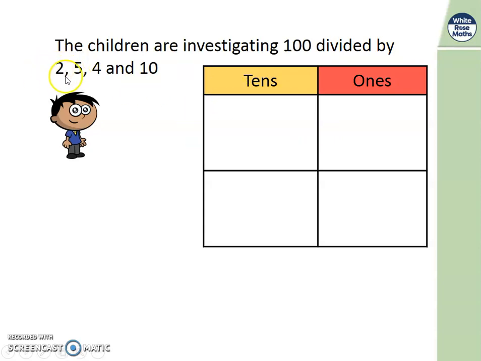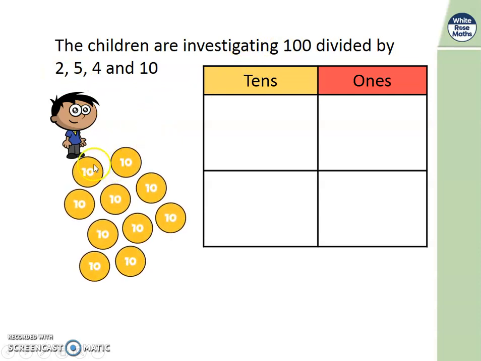When he's dividing by 2, he's going to have 1 row, 2 rows. So that's 1 row, 2 rows when we're dividing by 2. So he takes his 100 as 10s. 10, 20, 30, 40, 50, 60, 70, 80, 90, 100. And he's going to share them between this row and that row. Because they're 10s, they can only go in my 10s column.